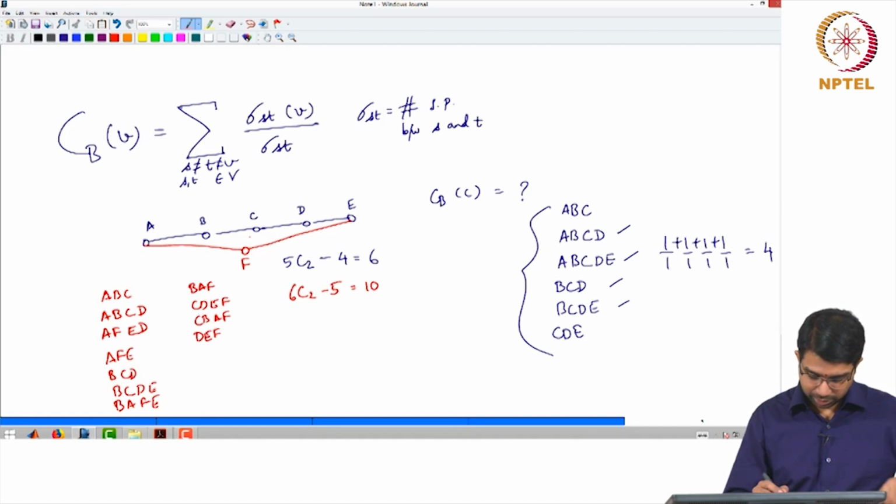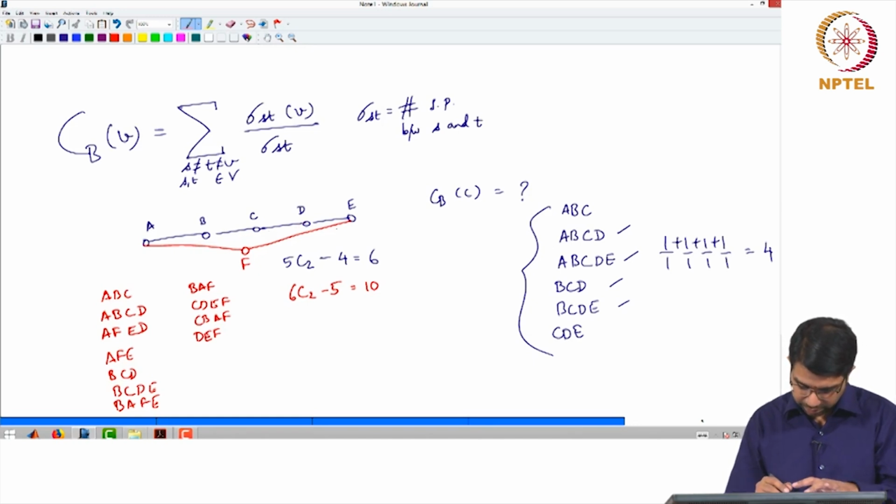So, AC is a pair, AB is not, because they are directly connected. So, AC, AD is done, AE is done. Now, BA is not to be worried about, BF is done, BD is done, BE is done. Then CA we do not need to worry about, we will only look at one direction because AC is already there. CF, so we have CBAF and CDEF, that is done.